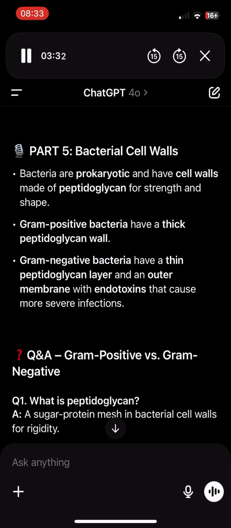Gram-positive bacteria have a thick peptidoglycan wall. Gram-negative bacteria have a thin peptidoglycan layer and an outer membrane with endotoxins that cause more severe infections.